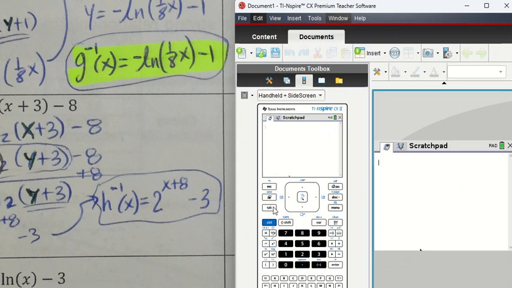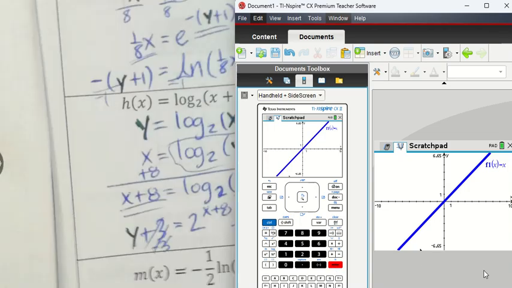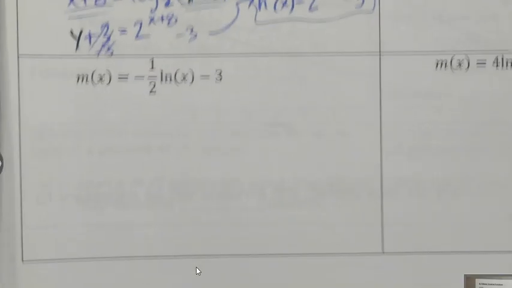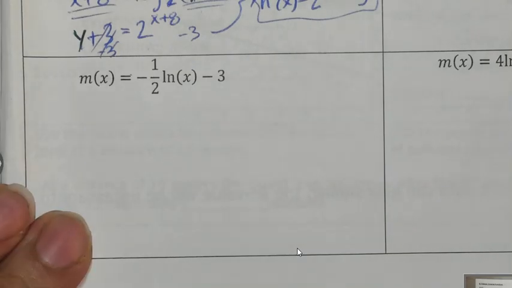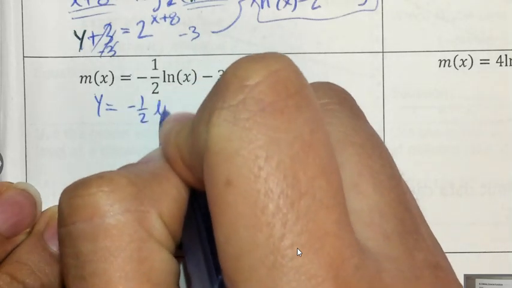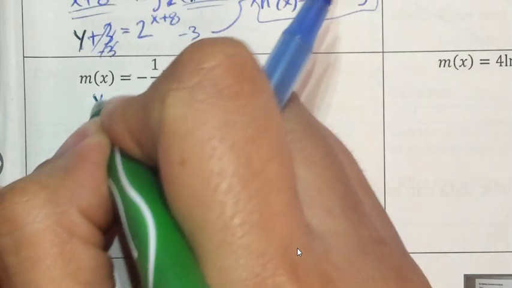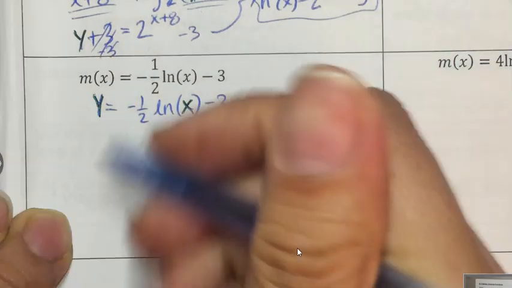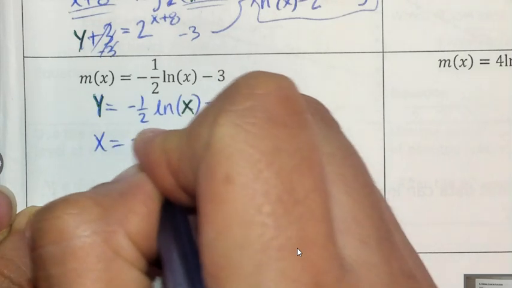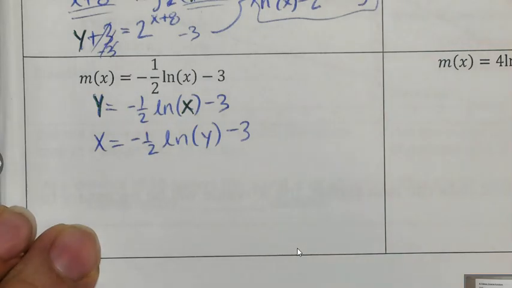All right, one more problem. I'm going to graph the reflection line. And then let's see what we get. All right, so the first thing is to rewrite this as y equals negative 1/2 ln x minus 3. Then we're going to swap x and y. So x equals negative 1/2 ln y minus 3.